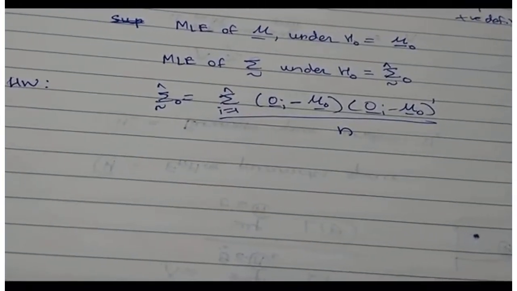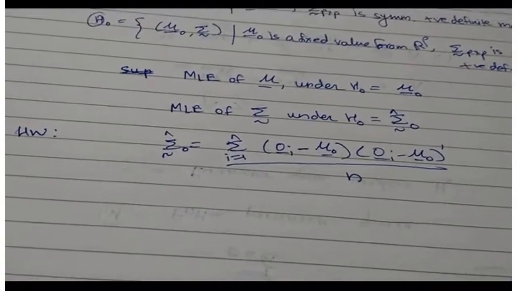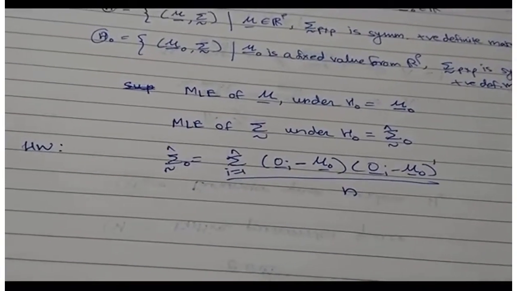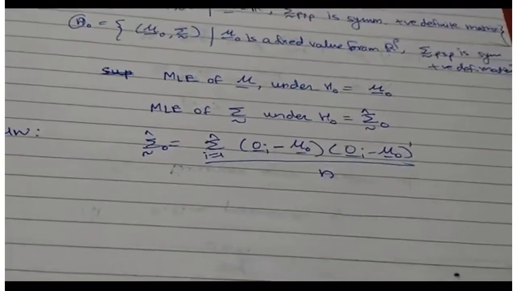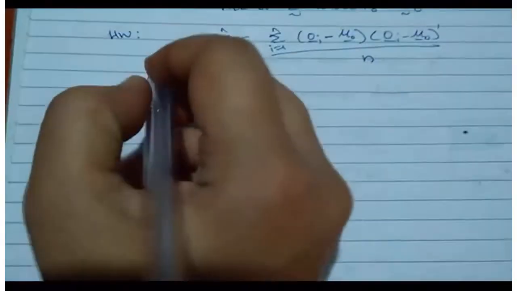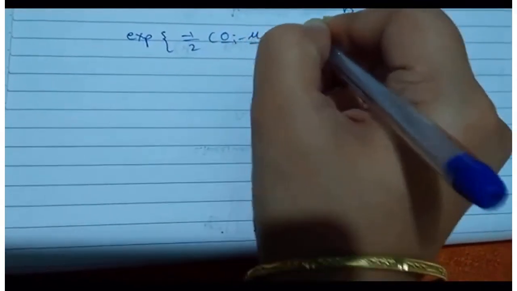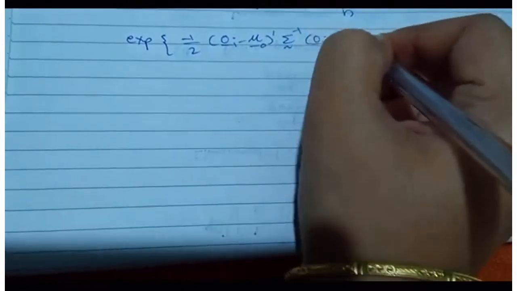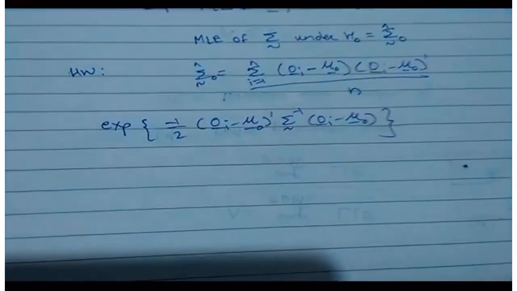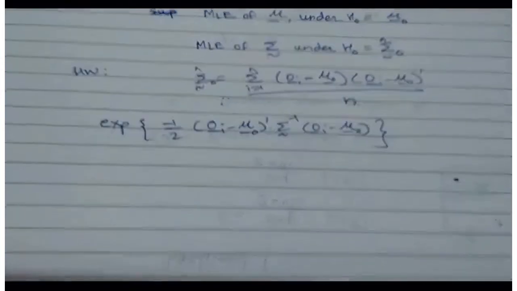Once you know this sigma naught hat, we are going to substitute this sigma naught hat, and of course mu naught hat, in the likelihood to get the supremum of likelihood. So we know that in the first part there is only sigma naught, so no problems there. The exponential part is most crucial. So what is the exponential part? The exponential part is minus half (y minus mu naught) prime sigma inverse (y minus mu naught), because we are substituting mu equal to mu naught.